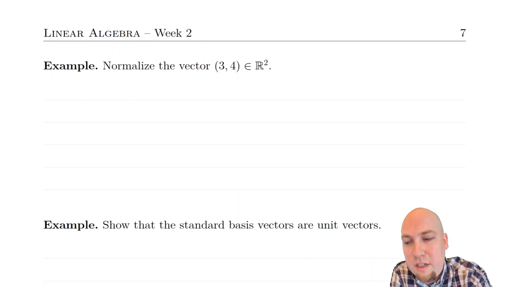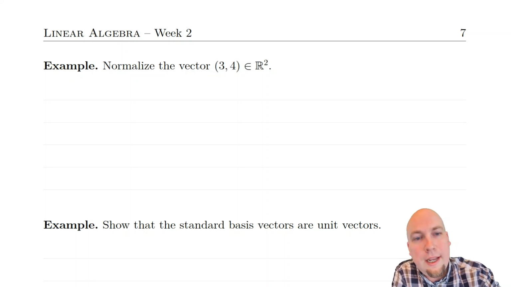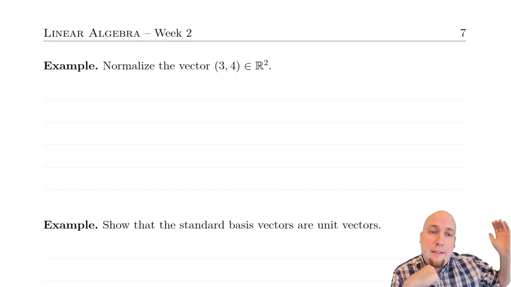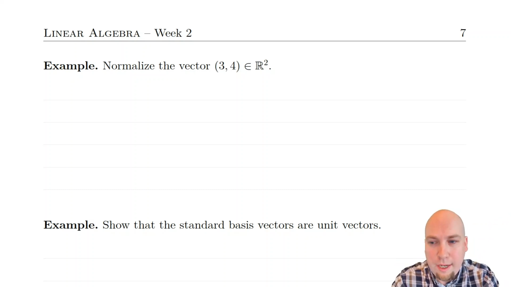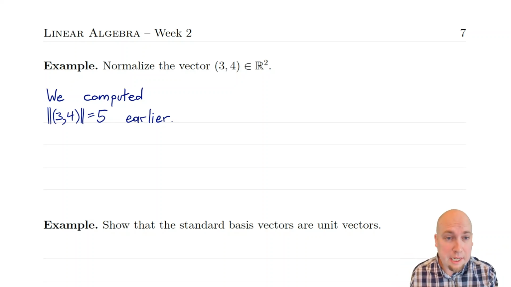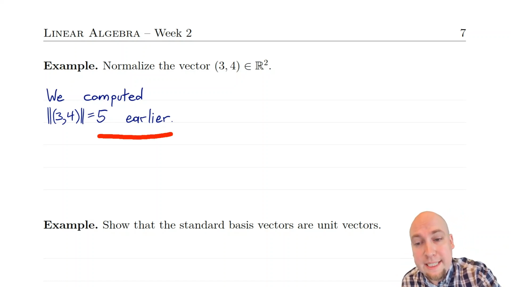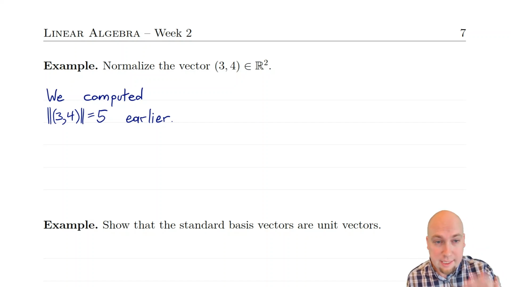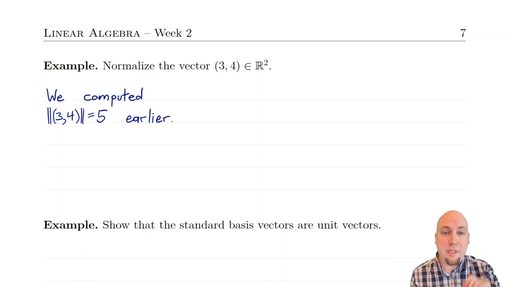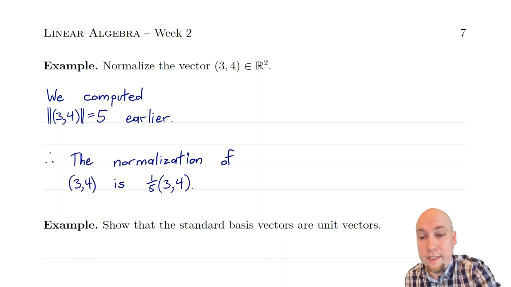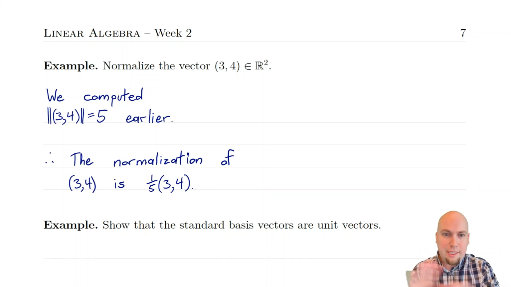So suppose that you start off with this vector (3, 4). Let's normalize it, and all that means is rescale it so that it has length 1. So first thing you've got to do is compute the length of that vector, because you want to divide by the length. Unfortunately, we already did this calculation earlier. The length of that vector, we saw that it equaled 5. This is the very first example of computing the length of a vector that we did earlier in this lecture. So then to normalize the vector (3, 4), all you do is divide by 5. And that's really all there is to it.